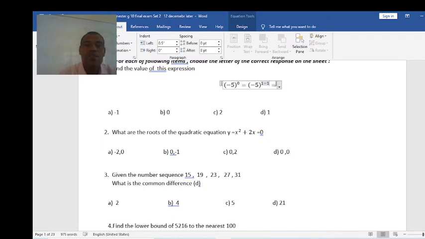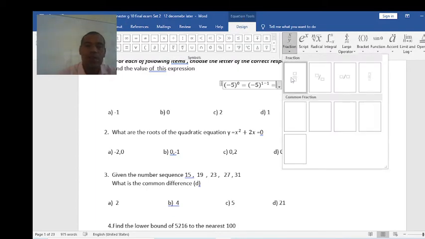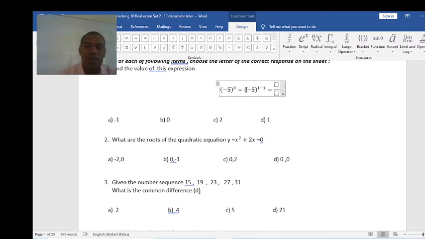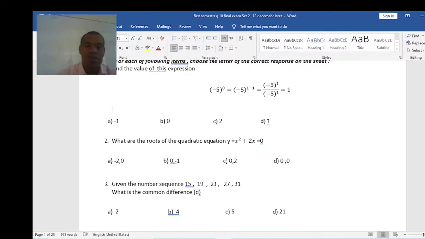Then I will change this to a fraction. This is a fraction, okay. Equal negative 5 to the power 1, divided by negative 5 to the power 1, okay. So which is equal to what? Which is equal to 1. So this one, my learners, equal to 1. So the correct answer is this. Clear?